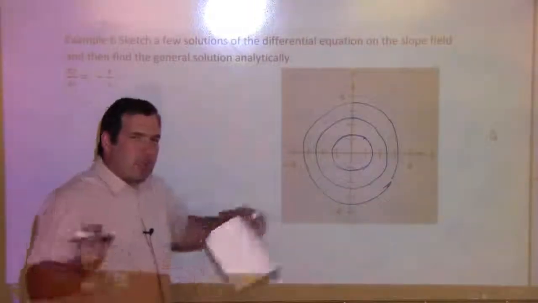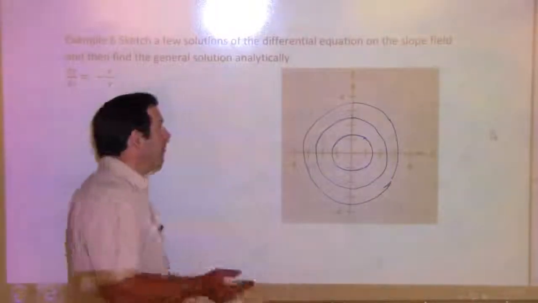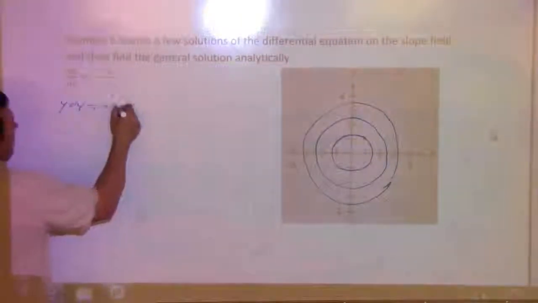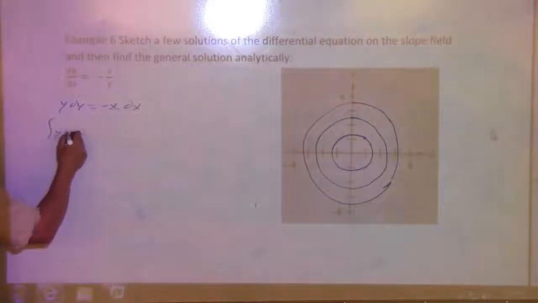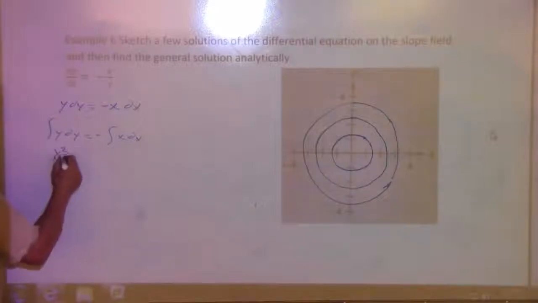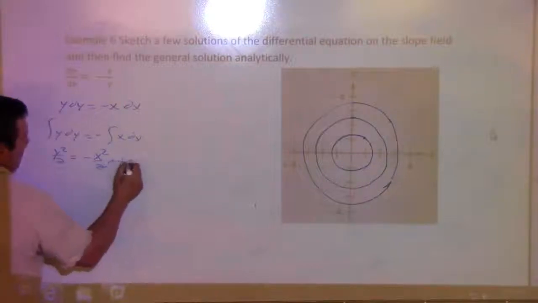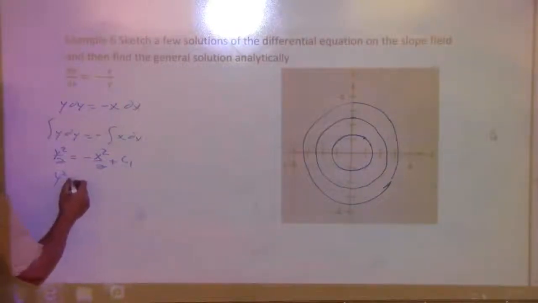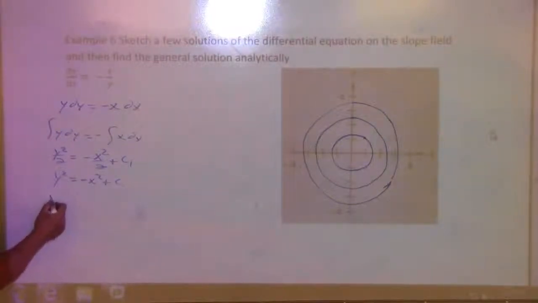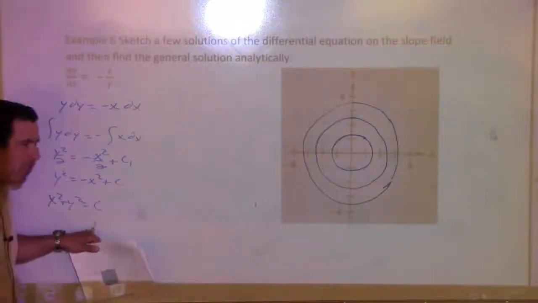So I'm guessing, just by looking at the way the slope field tends to go around, maybe a circle. Okay, so if I bring the y over, we have y dy equals negative x dx. Integral of y dy equals negative integral x dx. So y squared over 2 equals negative x squared over 2 plus some constant c1, meaning y squared equals negative x squared plus some other constant c. If we bring the x over, we have x squared plus y squared equals c. That's the equation of a circle where c would be the radius squared.